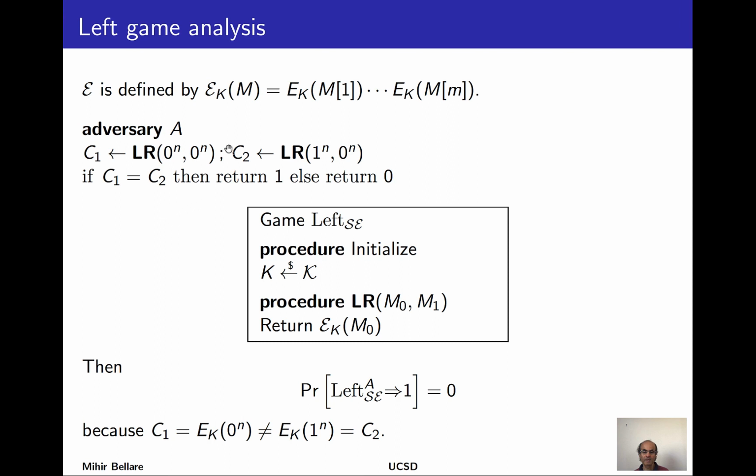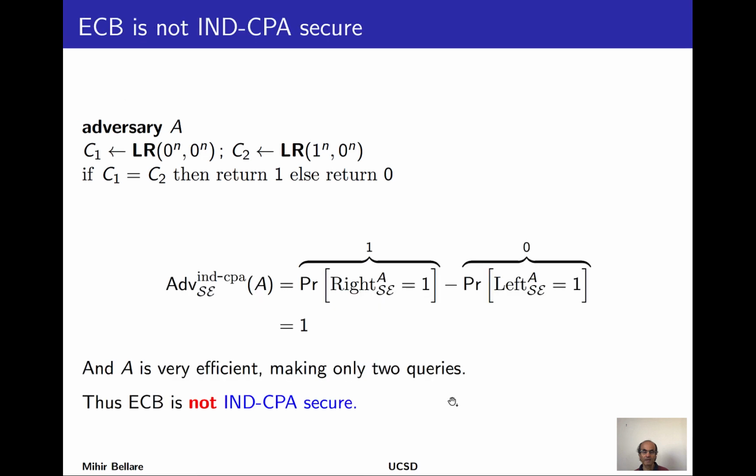To determine that, we use the fact that we know how encryption is working. It's the block cipher applied to the message. So C1 is the block cipher under K applied to 0, C2 under K applied to 1. But we know that ECB_K is a permutation because this is a block cipher. So in fact, these will never be equal. And hence, the adversary will never have this test triggered to true, and so it will never return 1. It will always return 0. Probability of returning 1 is thus 0. Subtracting those two gives us an advantage of 1.